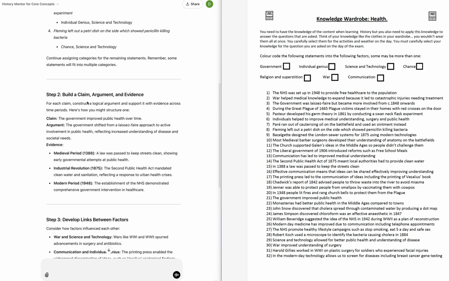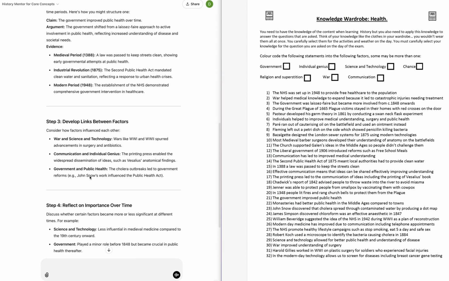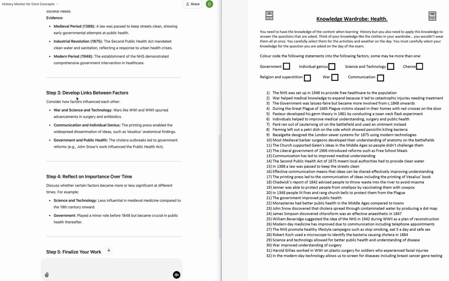Then for each claim, construct a logical argument supported with evidence. So claim, the government improved public health over time. And this is borrowing from the example given. Government shifted from laissez-faire, and then it picks 3 pieces of evidence. And so it then talks to me about consider how factors influence each other.